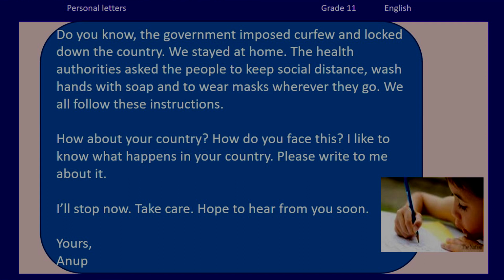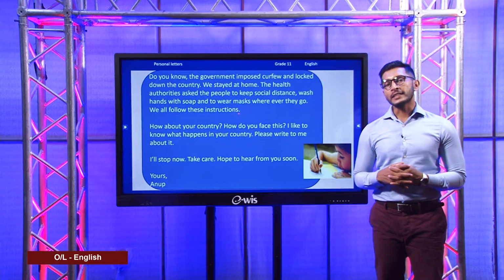With that, we have come to the end of our lesson. Today we learned how to write personal letters. When you write a personal letter, we follow a simple format. You start the letter with the address, and then right after the address you put the date, and then salutation, body of the letter, signing off.